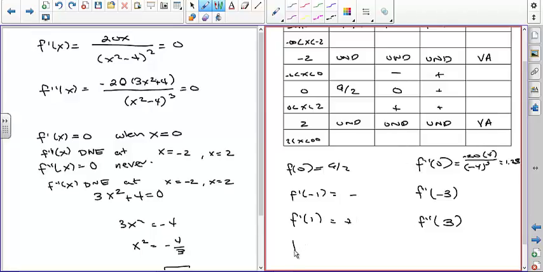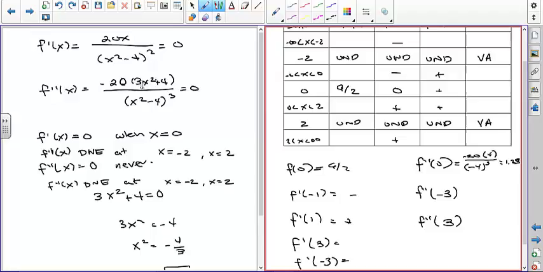Actually, we'd still need to evaluate f prime of 3, I guess, and f prime of negative 3. But you can see the same reasoning applies. When I put in negative 3, I'm going to get a negative numerator, so this is going to stay negative, and likewise, this one's going to be positive. So you don't need to figure out the exact value. You just have to figure out the sign.